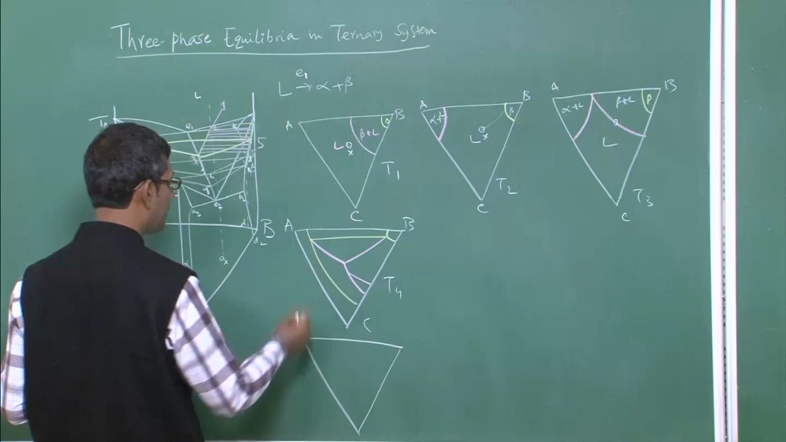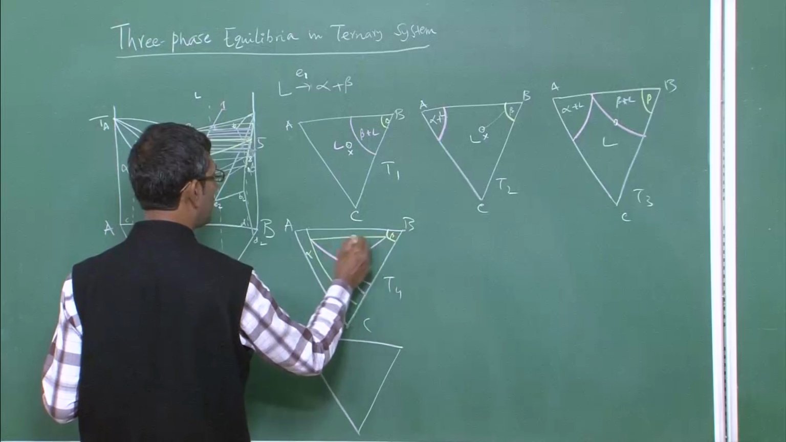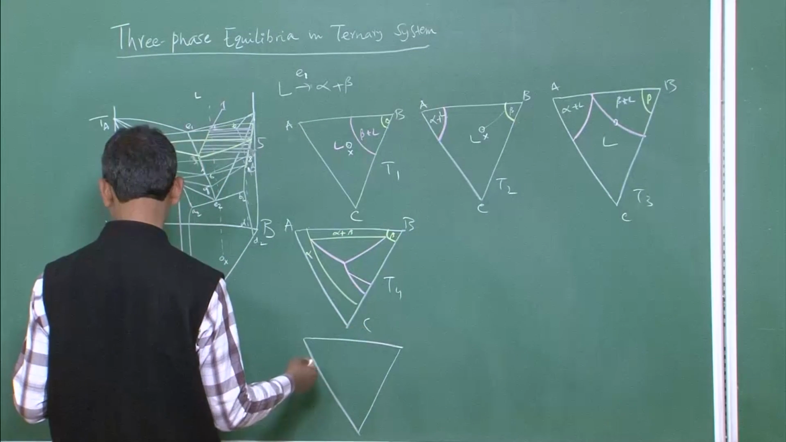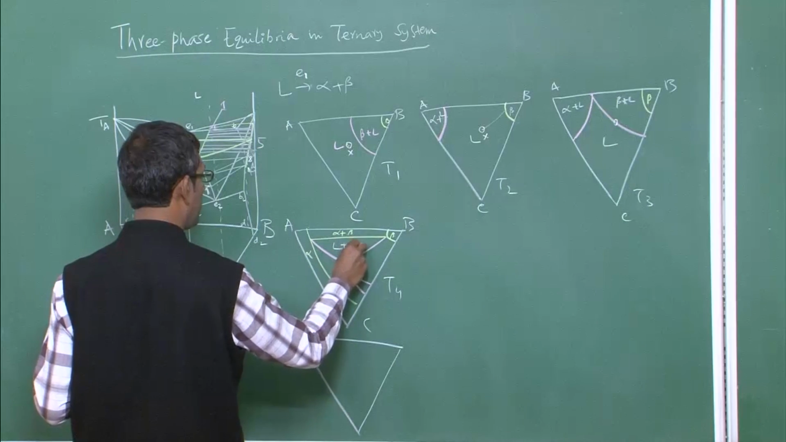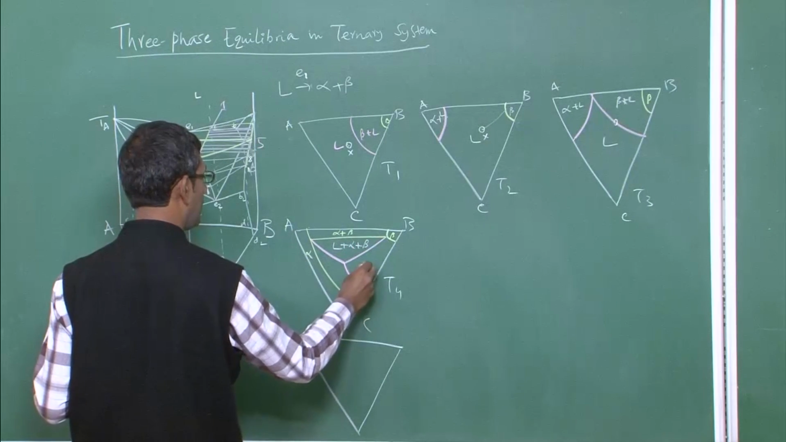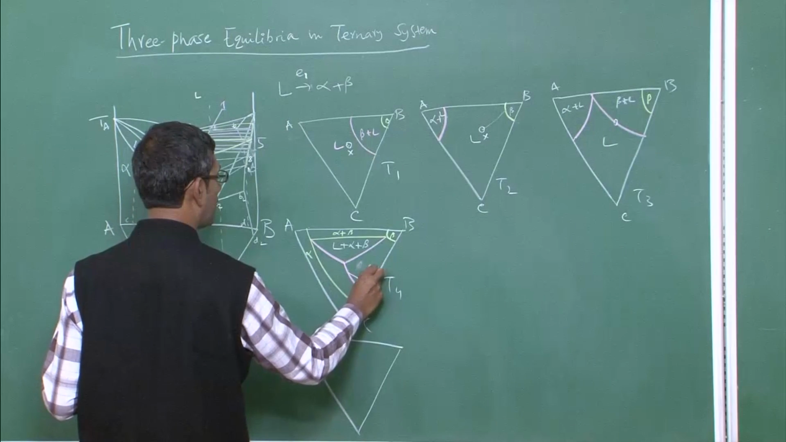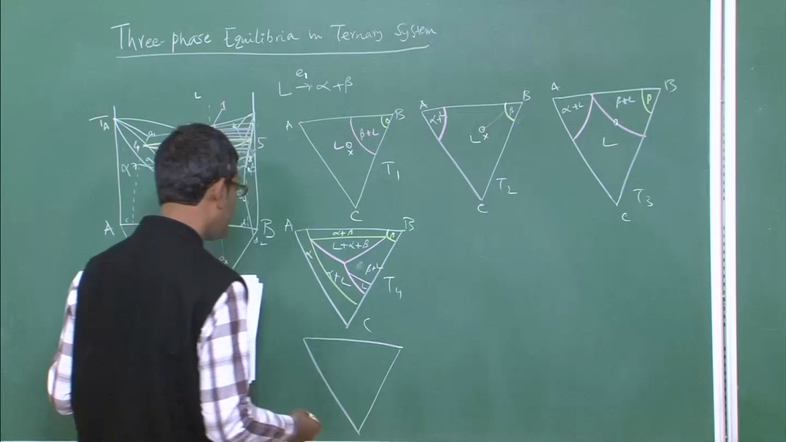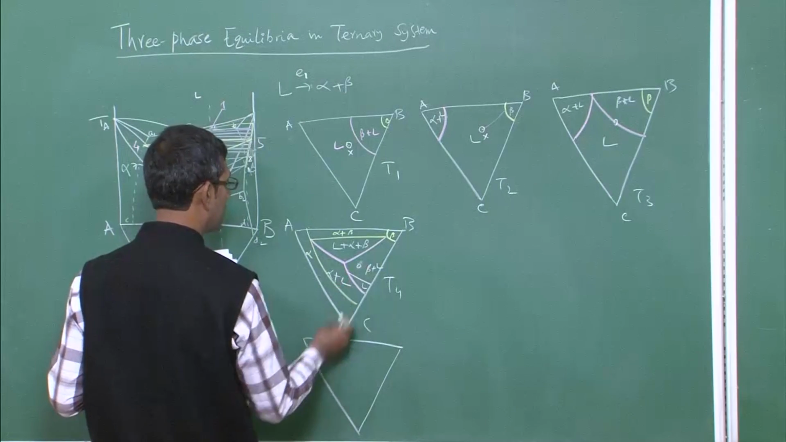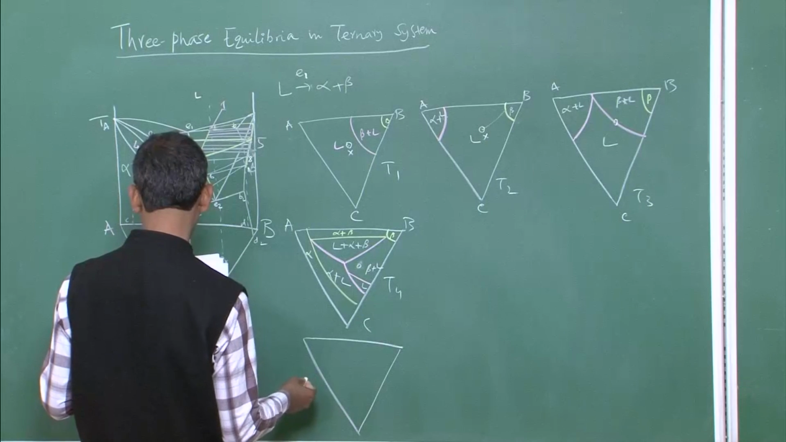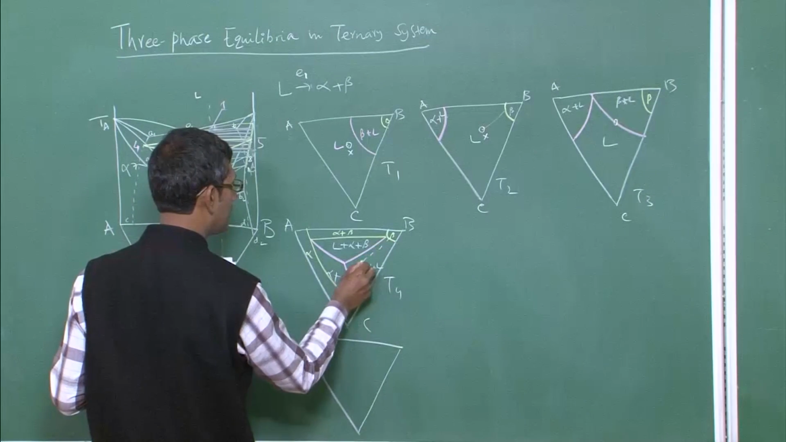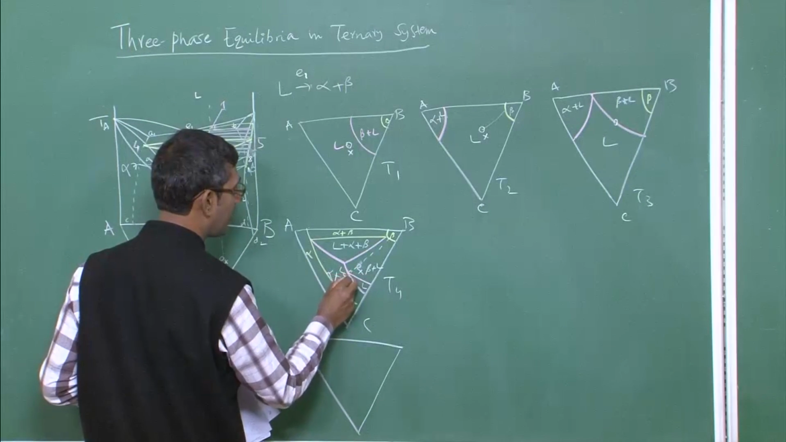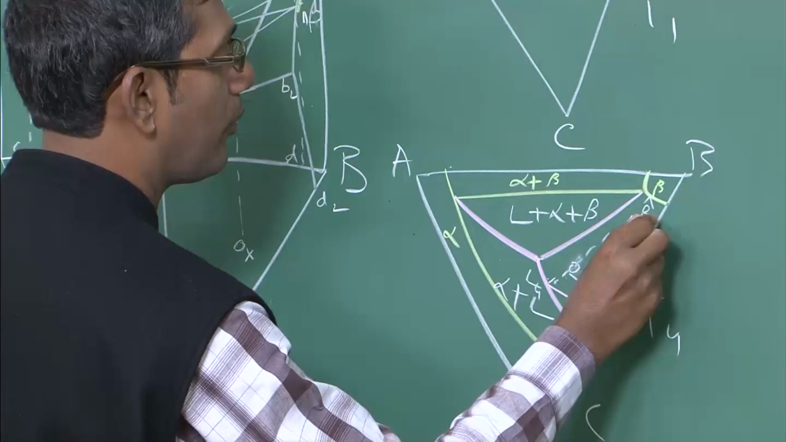So, this is my alpha, this is my beta, alpha plus beta, liquid plus alpha plus beta, liquid, beta plus liquid, and alpha plus liquid. And what is my composition? Here. Okay, so you can actually join these 2 points like this. So, this is my X, let us suppose this is L4 and this is beta 4.